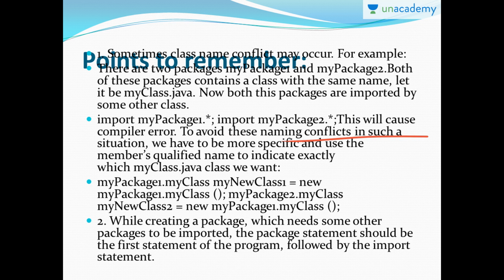This will cause a compile error. To avoid these naming conflicts in such a situation, we have to be more specific and use the member's qualified name to indicate exactly which MyClass.java we want. That is, now we have the same name. That time we just write, as I've told you all earlier, the package name and the class name, and a similar class would obviously be present in a package, but the same name would not be present in one package. So when we write the package name and class name, we can access it without any errors.